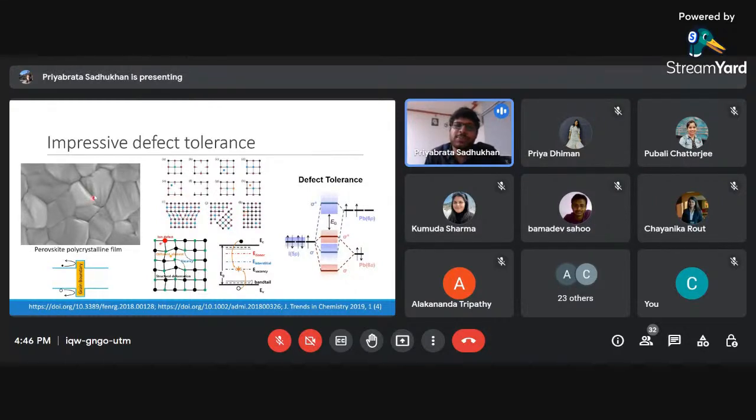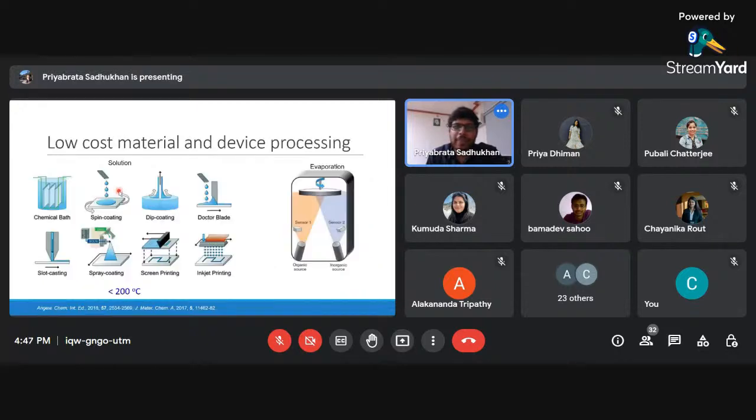But interestingly, these perovskite materials are very much tolerant of these defects. Even though there is a very high density of defects, they still work. And why they work is still debatable because people are working on this, but there is no concrete answer for this reason. But these perovskites are working, so that's interesting.